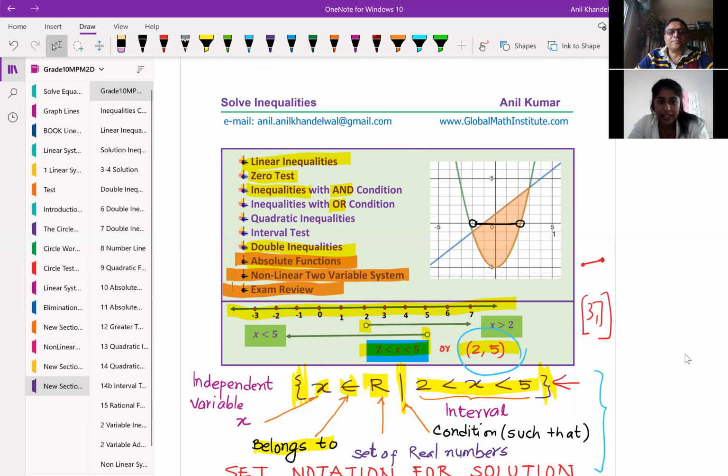And then inequalities with an "and" condition: you've got the two inequalities, and since it's "and", it means, in the Venn diagram graph, where it overlaps, that part. And then inequalities with the "or" condition means the union, so the U, and it's either one or the other. And don't write it as one group because that would be completely incorrect. They have to be done as two separate things.